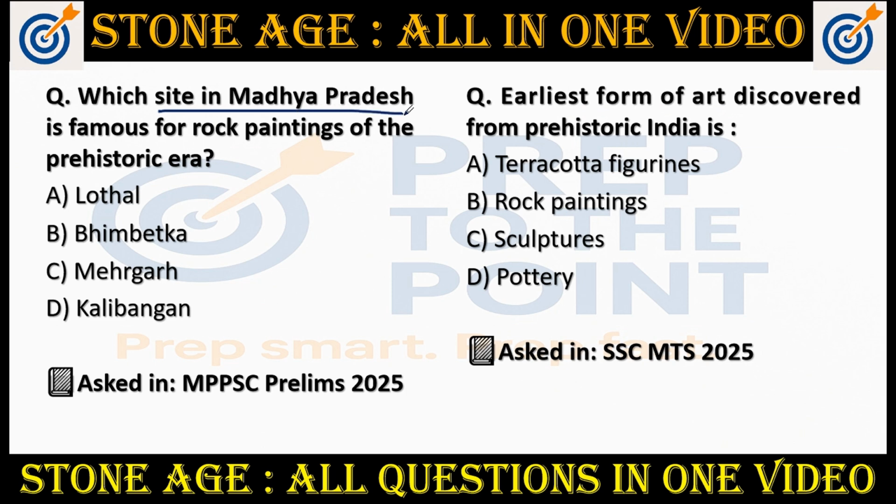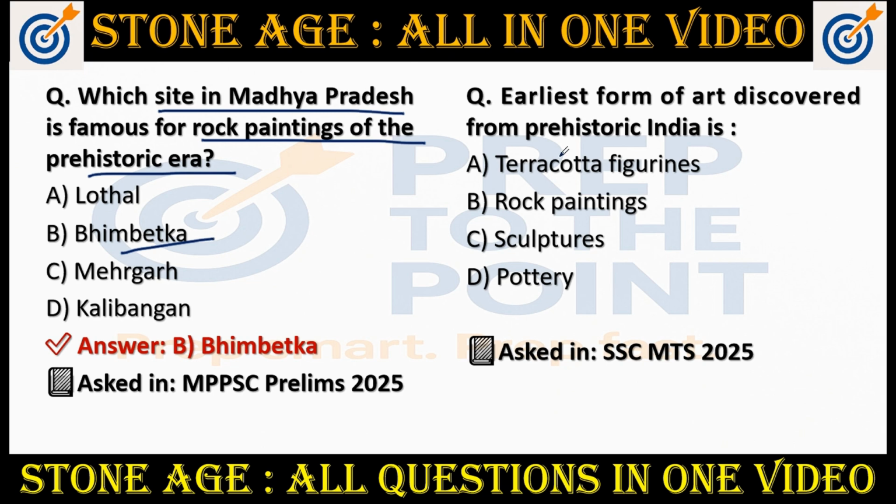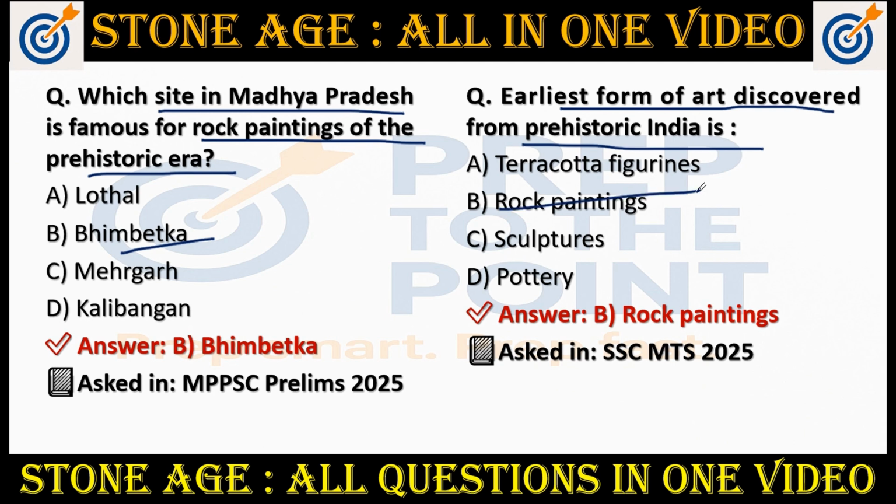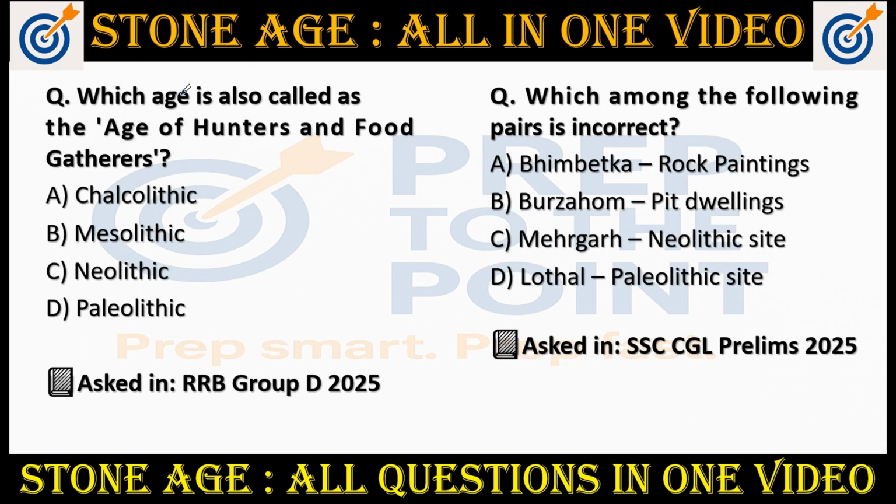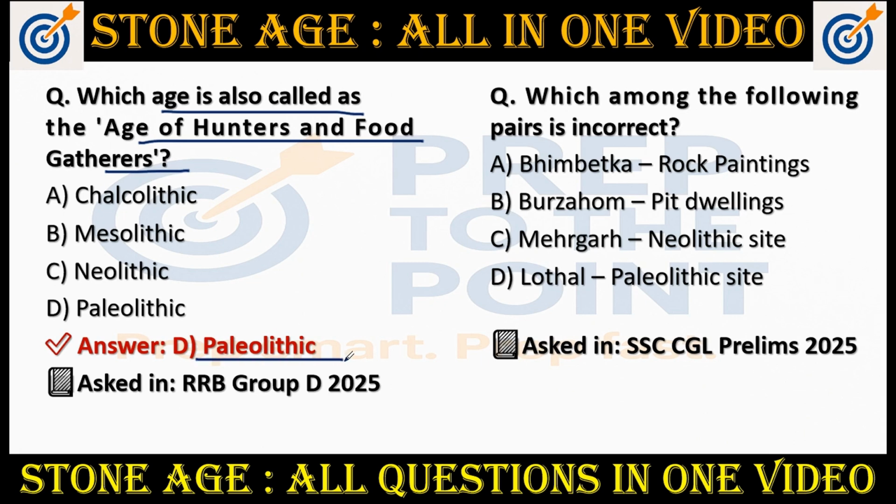Which site in Madhya Pradesh is famous for rock painting of the prehistoric era? And the answer is Bhimbetka. Earliest form of art discovered from prehistoric India is rock painting. Which age is also called the age of hunters and food gatherers? The correct answer is Paleolithic.